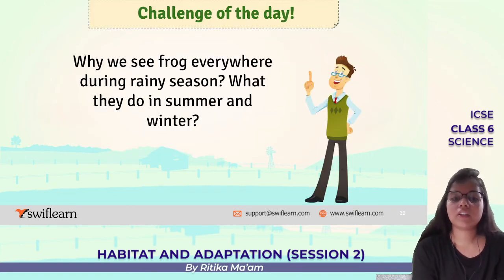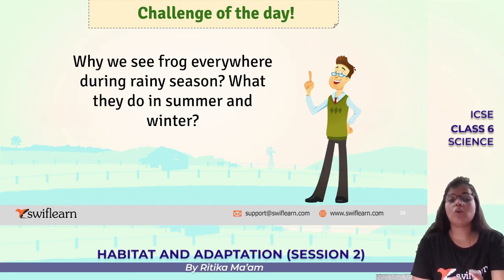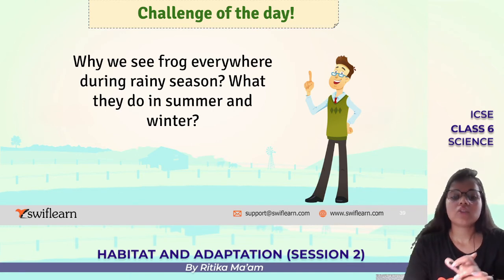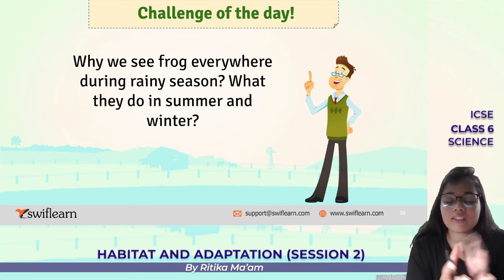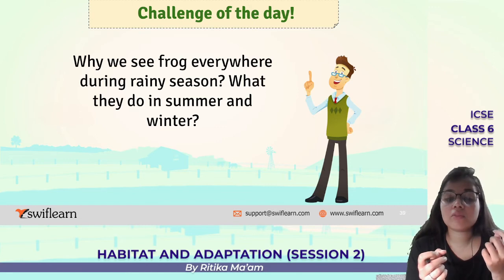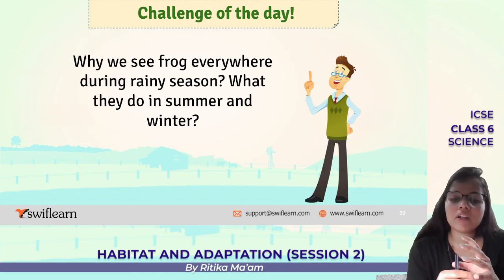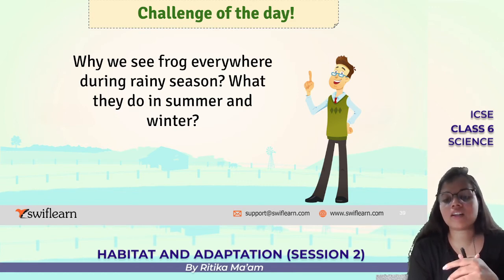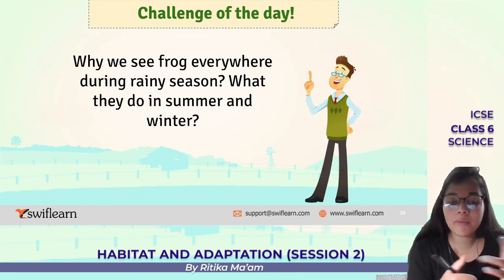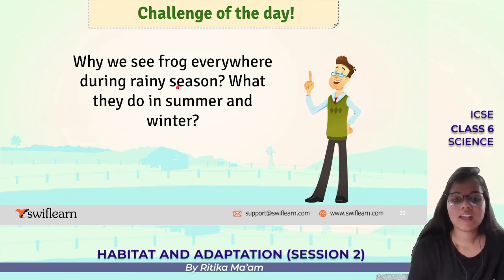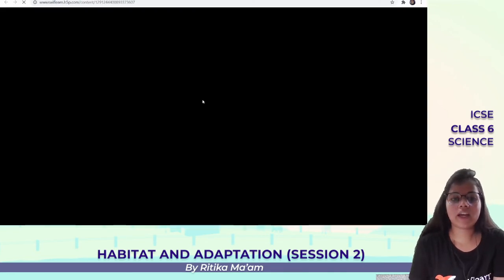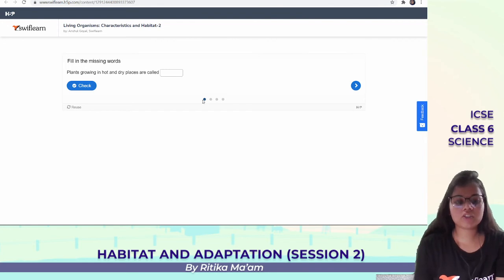Next, challenge of the day. Why do we see frogs everywhere during the rainy season, and where do they go in summer and winter? So in the rainy season we see frogs everywhere because there is moisture in the climate. Since frogs need this moist climate, that is why we see them here and there. But in summer and winter, they go back to their basic habitat, which is water. Now let's do an activity to see what all we have learned today.